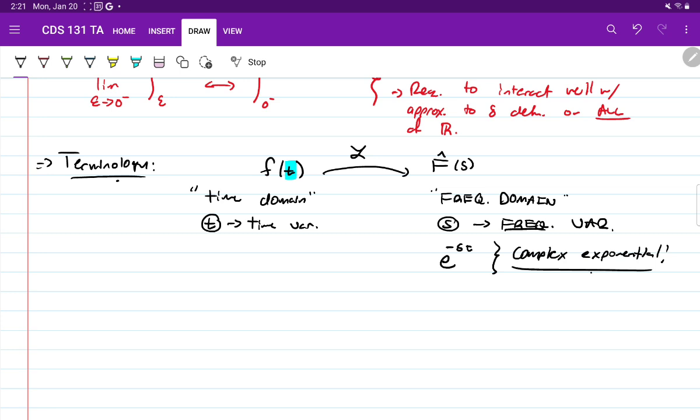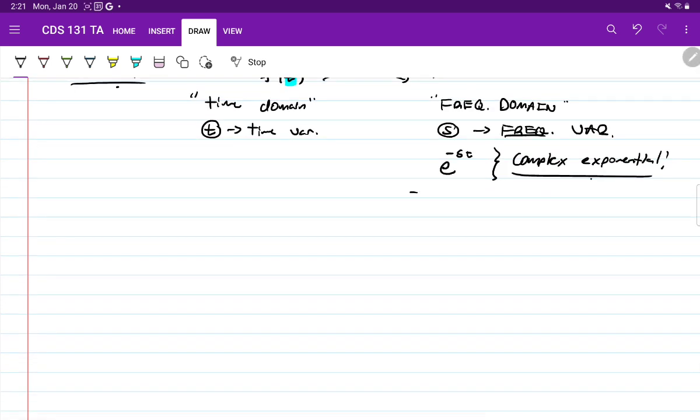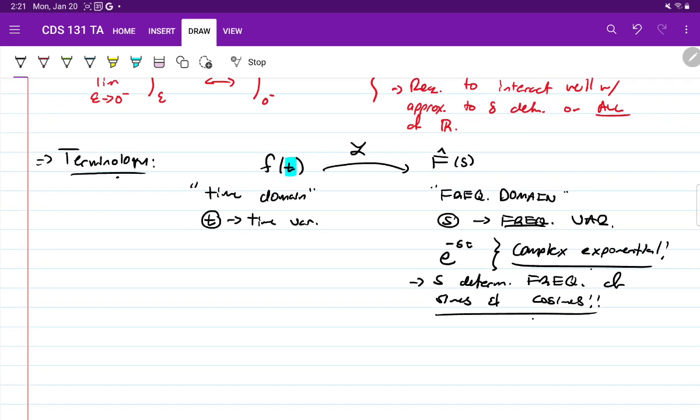All right? Now, if you remember back to our basic outline of complex analysis, what we had said is that this complex exponential actually involves sines and cosines, right? And those sines and cosines are determined by the imaginary part of s. So s determines the frequencies of sines and cosines, okay? And because of this, we refer to s as a frequency variable.